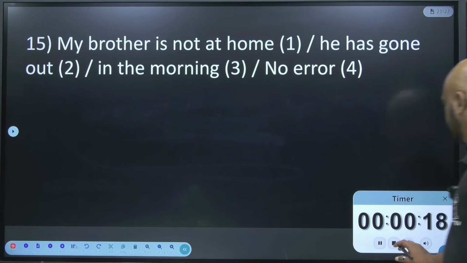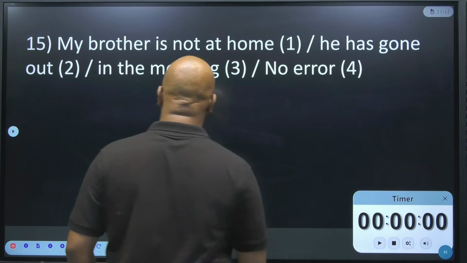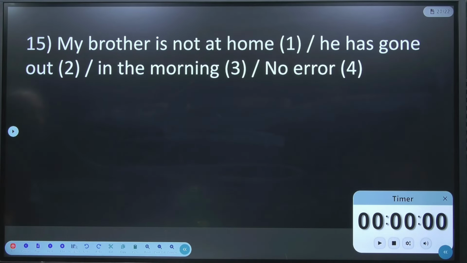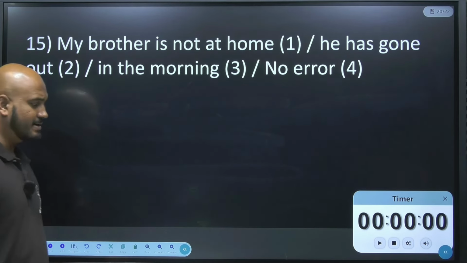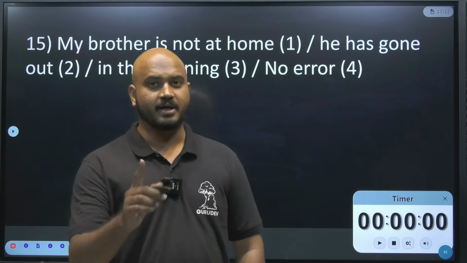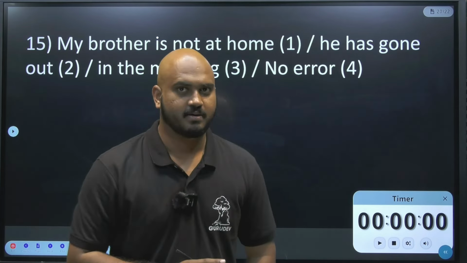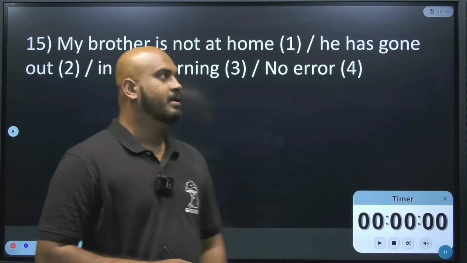All right, everybody, time's up. Let's see this particular sentence. My brother is not at home. He has gone out in the morning. Now, again, it pretty much looks like a harmless sentence. A lot of you might be writing, oh, I think probably it should be had, but still it is wrong, my friends. Now, why is that?